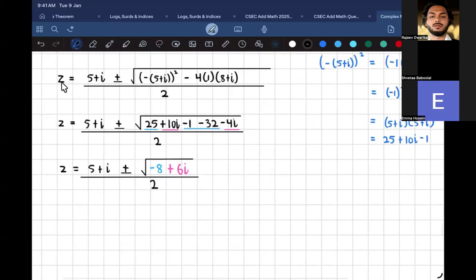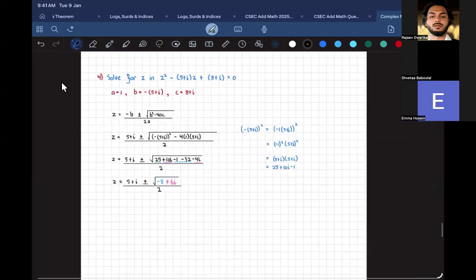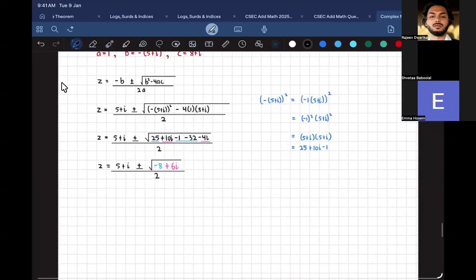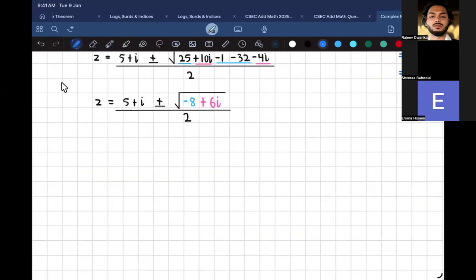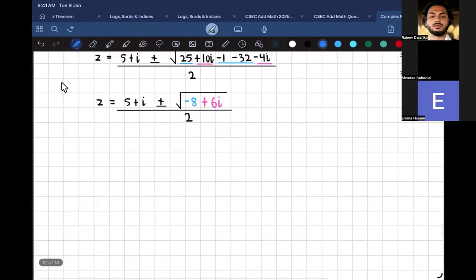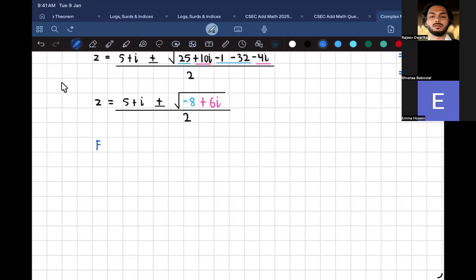It's okay. All right. So the reason why I call it a deadly question is you had to find the square root of minus 8 plus 6i, right? So it's like two questions in one. So finding the square root.